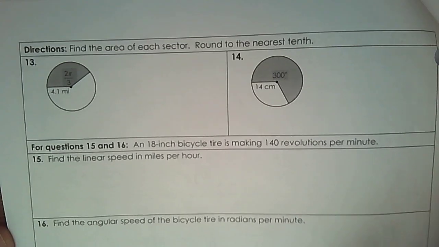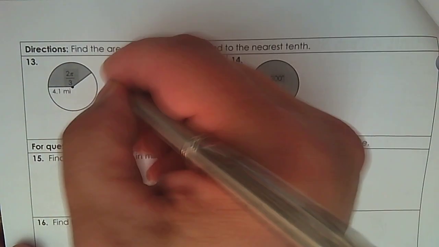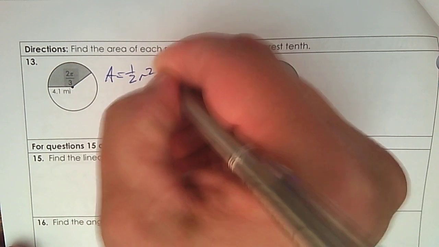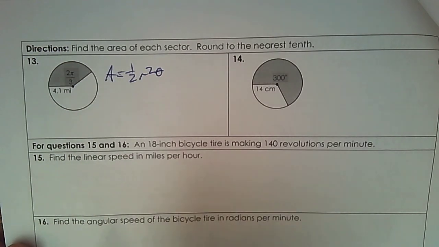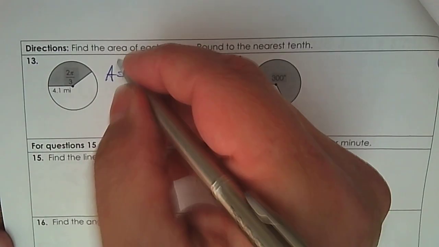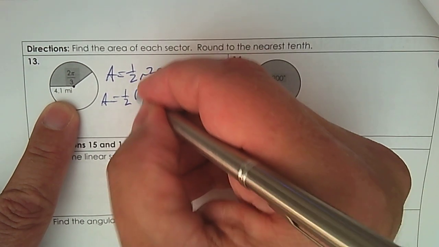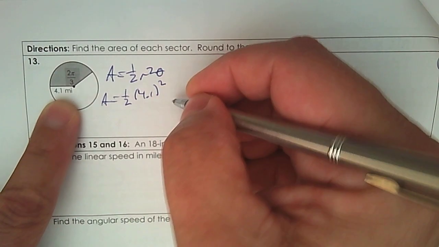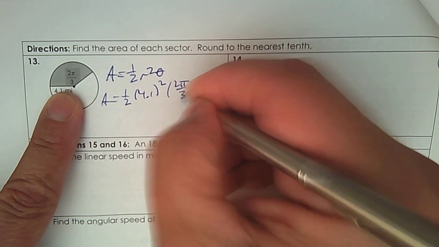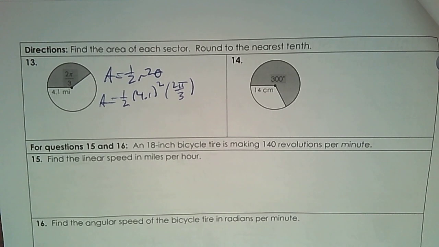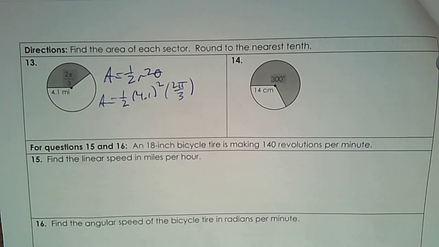Number 13. Can you find the area of a sector? What's the formula for that? It's 1/2 r squared theta, and again, that angle has to be in radians. In this case, it's 1/2, the radius is 4.1, and the angle is 2 pi over 3. It's already in radians, so I just type away.